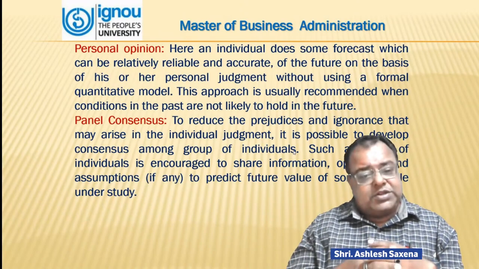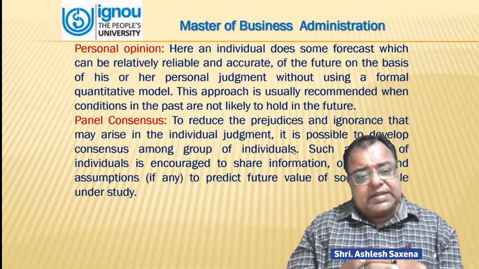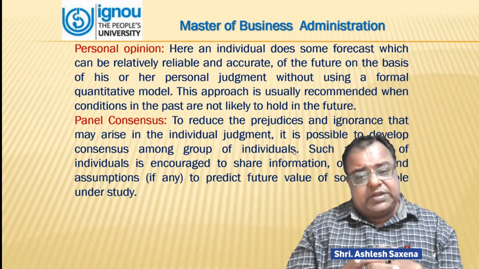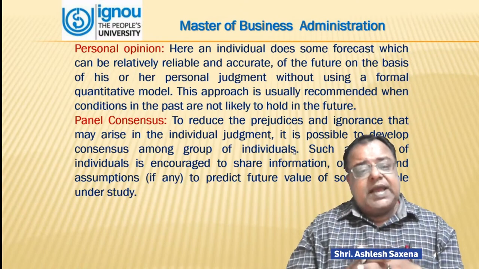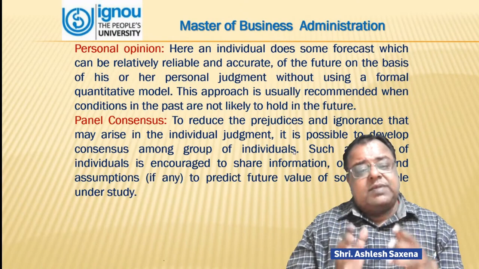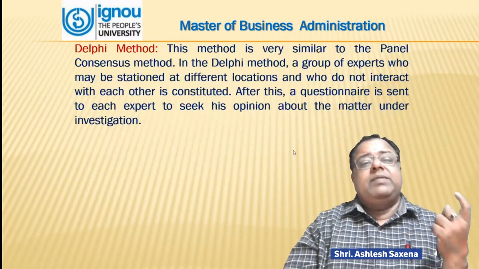Panel consensus. To reduce the prejudice and ignorance that may arise in the individual judgment, it is possible to develop consensus among a group of individuals. Such a panel of individuals is encouraged to share information, opinions, and assumptions, if any, to predict the future value of some variable under study. Then comes the Delphi method.